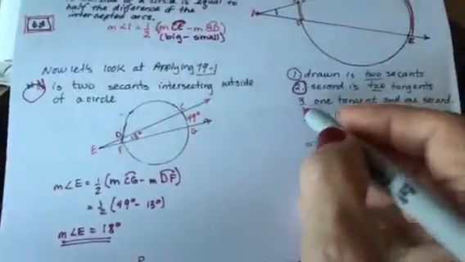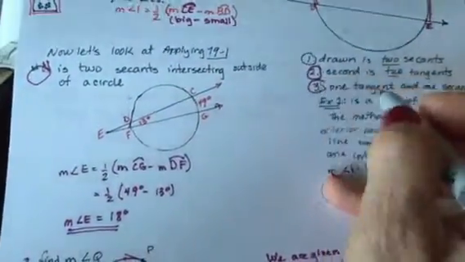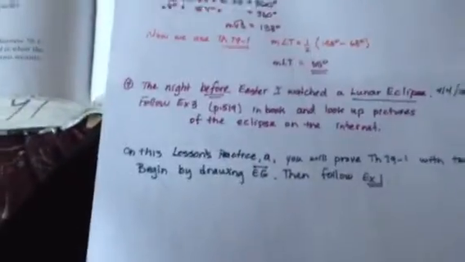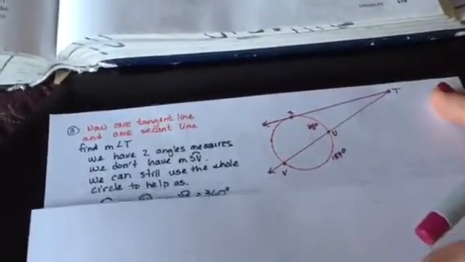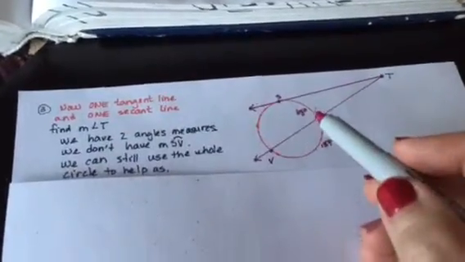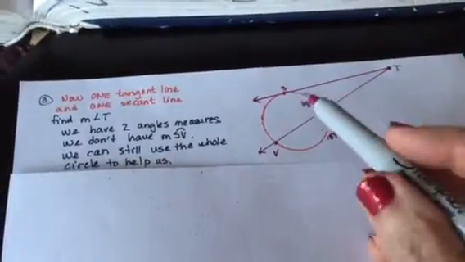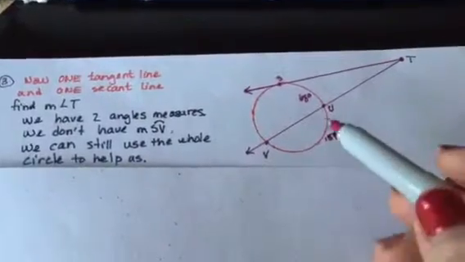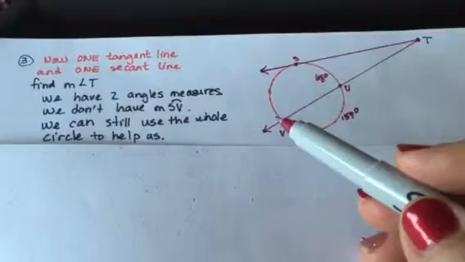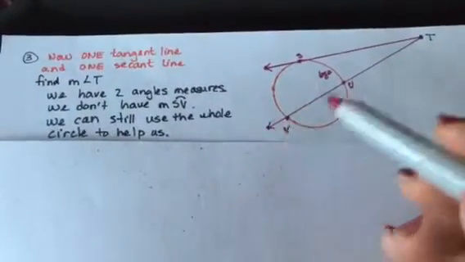Thirdly, we're going to do a problem that uses one tangent and one secant. One tangent line, one secant line. We are to find the measure of angle T way out here. We have two arc measures given to us. We are given SU and we are given UV, but we are not given SV. But we can still use the whole circle to help us.